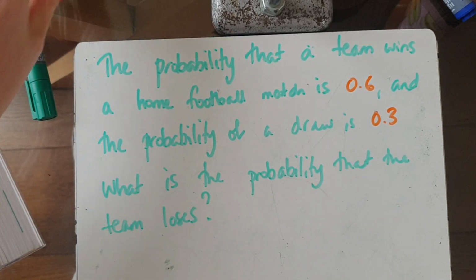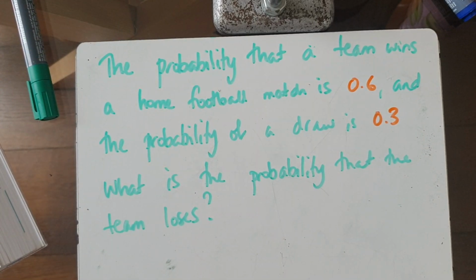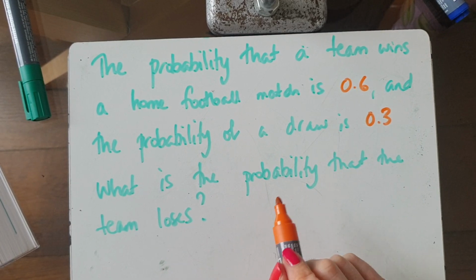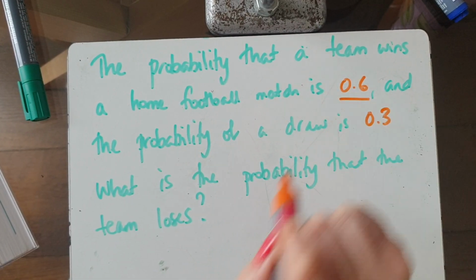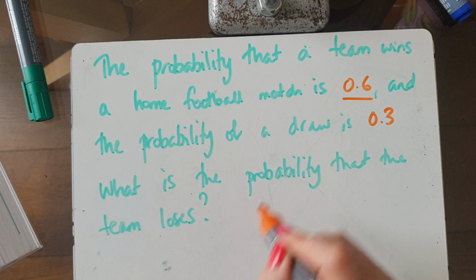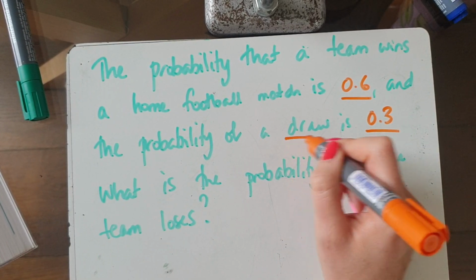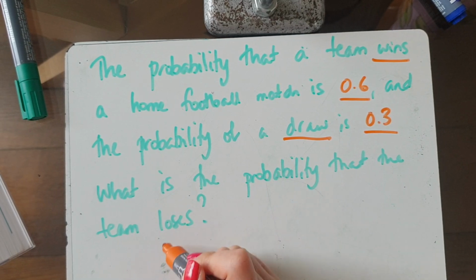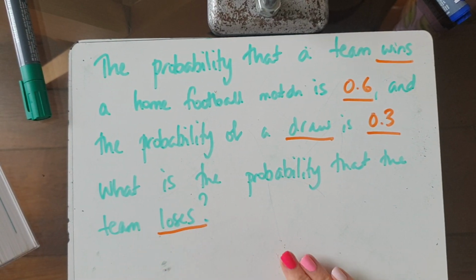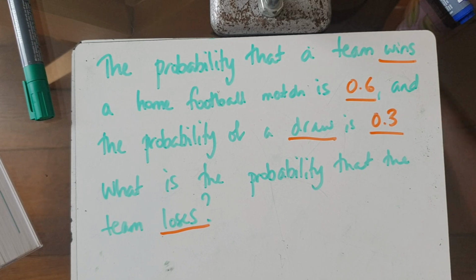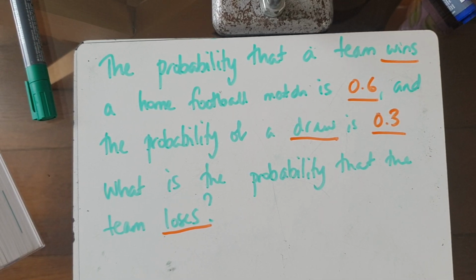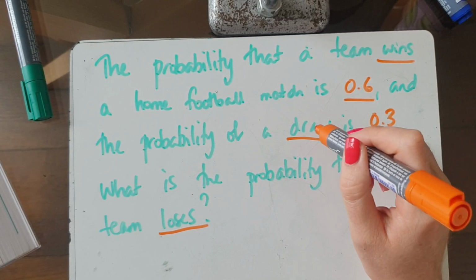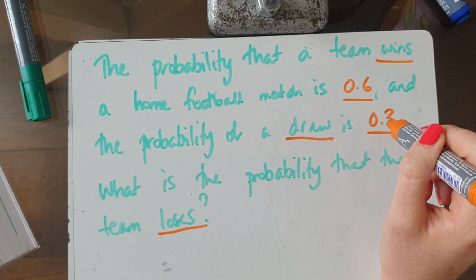Okay, this is our last example. So the probability that a team wins a home football match is 0.6 and the probability of a draw is 0.3. What is the probability that the team loses? Now, if they win, it's 0.6. If they draw, it's 0.3.